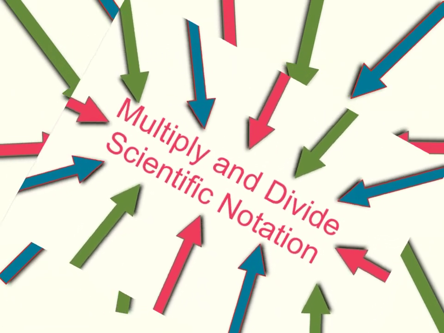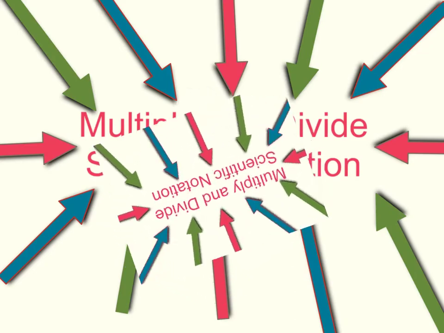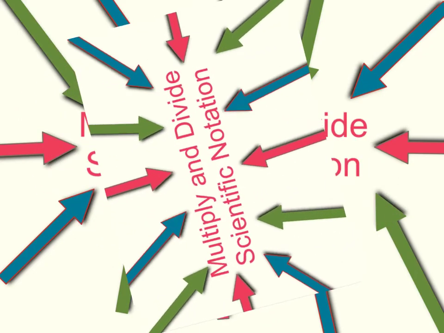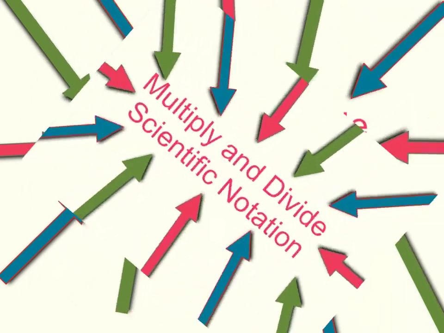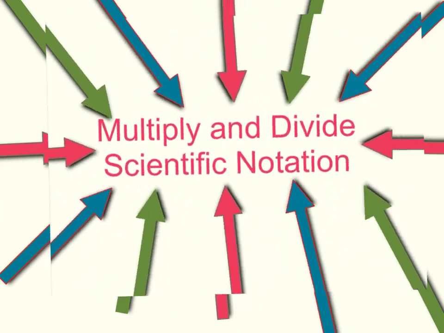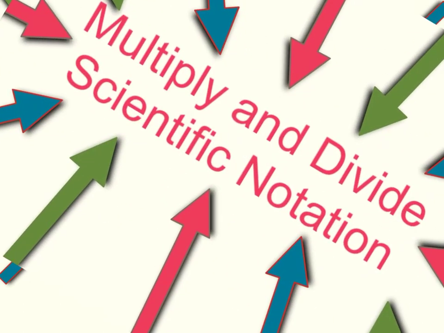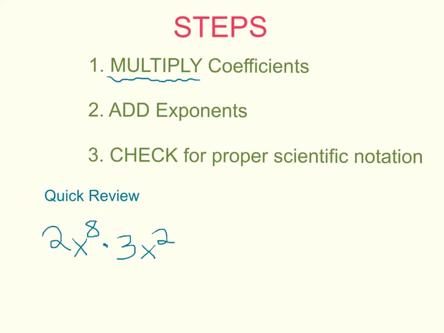In today's lesson, we are going to learn how to multiply and divide numbers in scientific notation. Here are the 3 steps for when we are multiplying two numbers together that are in scientific notation. We will multiply the coefficients and then add our exponents and then always check for proper scientific notation.